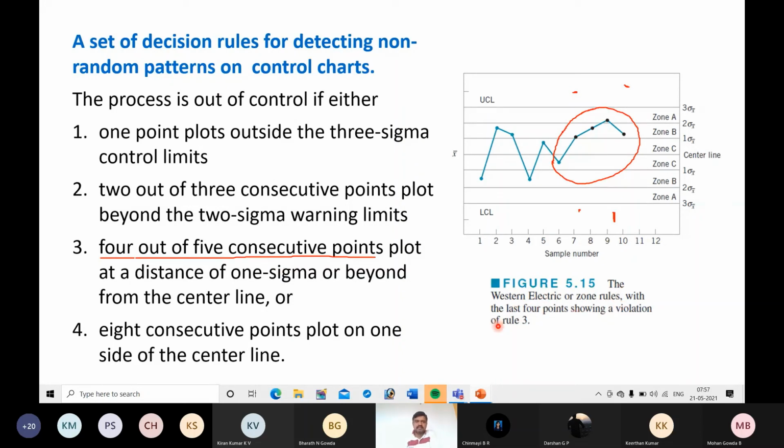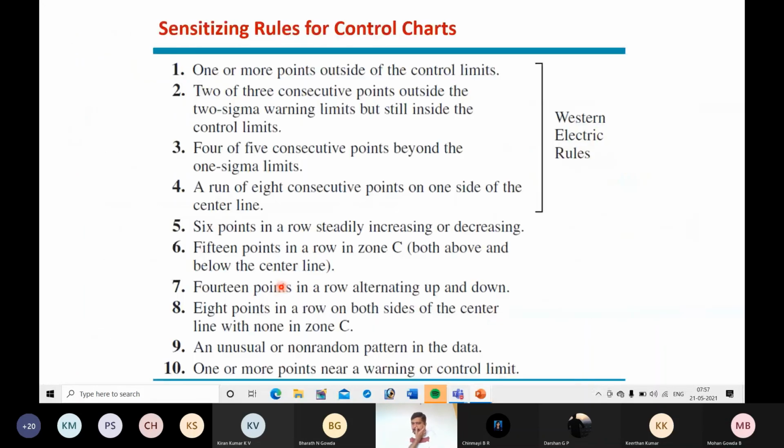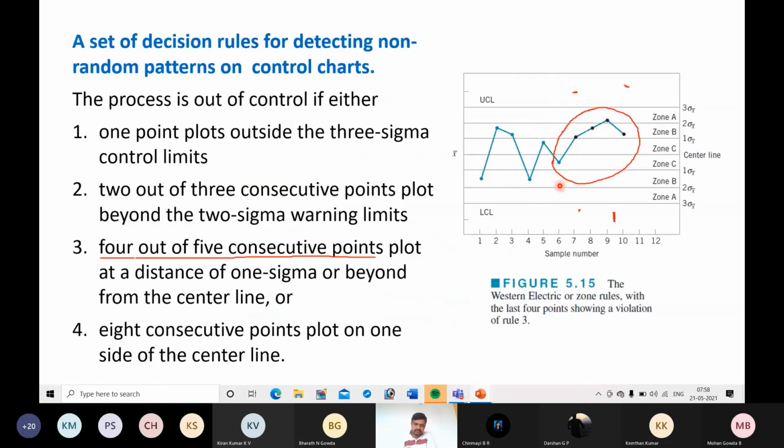Next, sensitizing rules for control charts. In order to find out assignable causes when the points are not outside the control limits, we can make use of a few more rules. The first 4 we already discussed. These are the Western Electric rules, these 4 only.